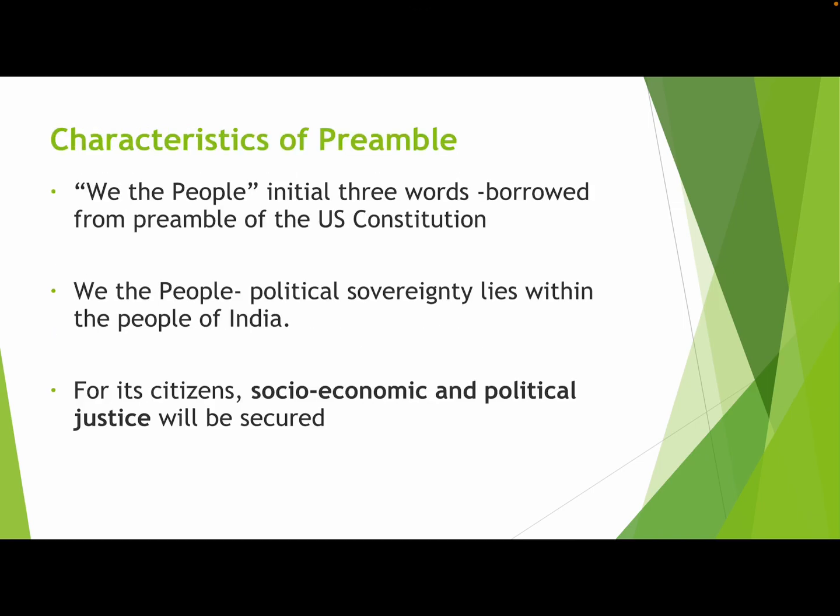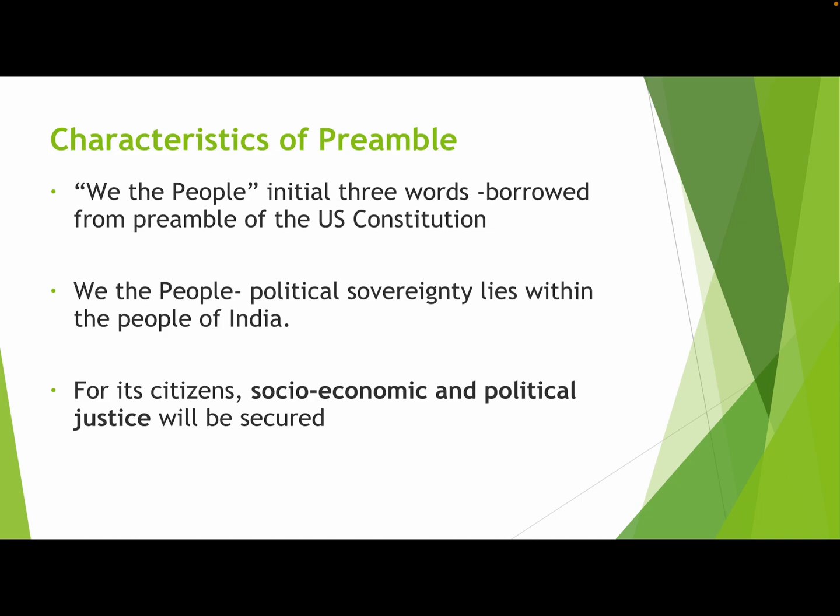We, the people of India, the initial three words in the Indian constitution, were borrowed from the preamble of the United States of America's constitution, which signifies that political sovereignty lies with the people of India. The constitution itself is framed by the people of India. Hence, the political sovereignty, that is the ultimate authority, lies not in parliament, not in Supreme Court judges, not in the Prime Minister, not in the President, not in the Chief Justice of India, not in military commanders, but in the people of India. So that is what the term we the people refers to in the preamble.